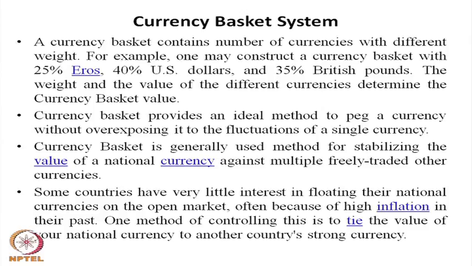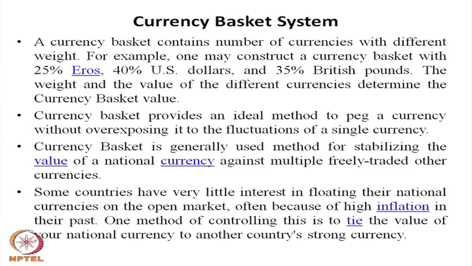So, when you calculate the exchange rate of the country, you have to multiply 25% with the value of the euro, 40% with the value of the US dollar and 35% with the value of the British pound, and that decides the exchange rate. The weight and the value of the different currencies are determined by the currency basket. Currency basket provides an ideal method to peg a currency without overexposing it to the fluctuation of a single currency.